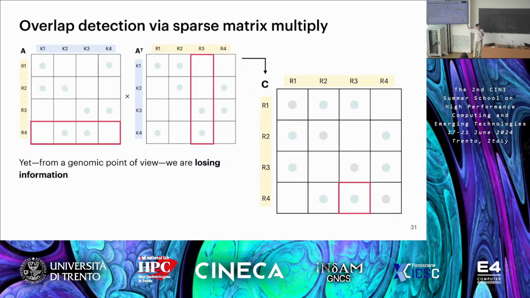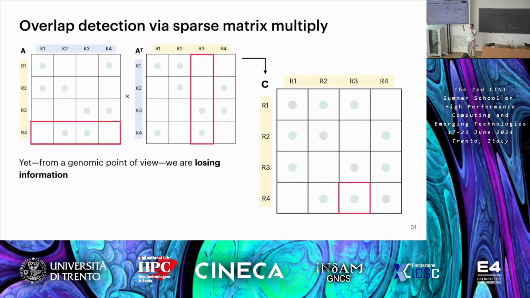So now you do have a matrix that is read by read, and you know that they are connected, but based on that matrix right now, you have no idea how they are connected. You know that they are connected somehow, but you don't know if they are connected like this or like this, and so on. So you don't know the relative orientation, which is a very important information from the biology point of view.